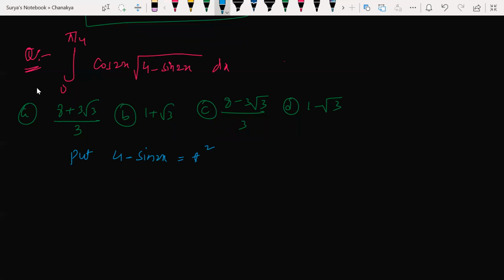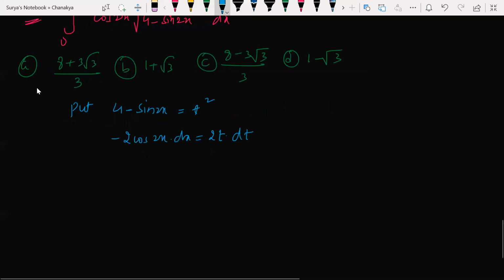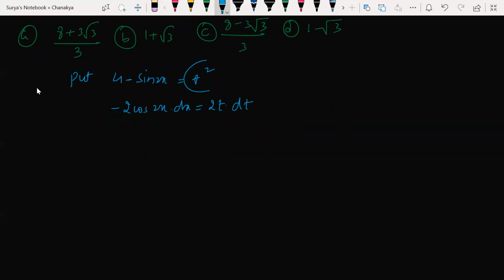Differentiation of this is minus 2 times cos 2x dx, equal to 2t dt, correct? Now with respect to x I'm differentiating, so the dx will come to the left hand side.